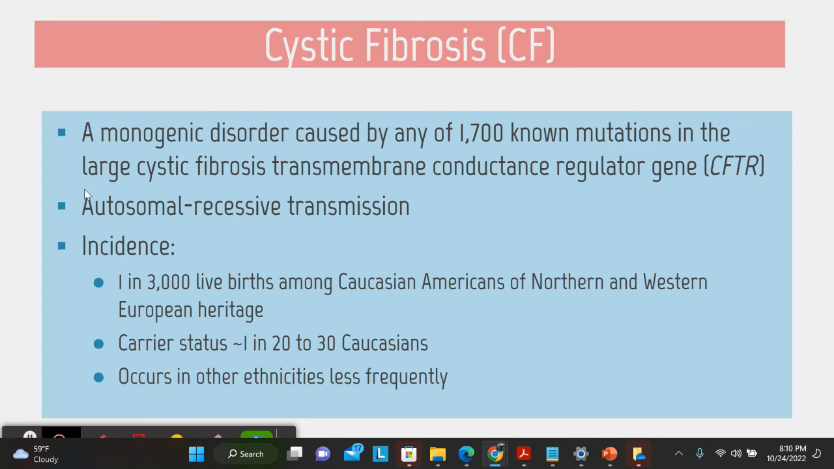It has an autosomal recessive pattern of inheritance, similar to sickle cell anemia. And we have used cystic fibrosis to calculate probability for autosomal recessive disorders. The incidence, 1 in 3,000 live births. It is screened for on the newborn screen. Carrier status, somewhere in the realm of 1 in 20 to 1 in 30 Caucasian people. Occurs in other ethnicities far less frequently.